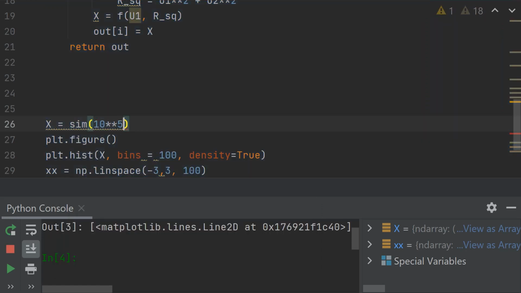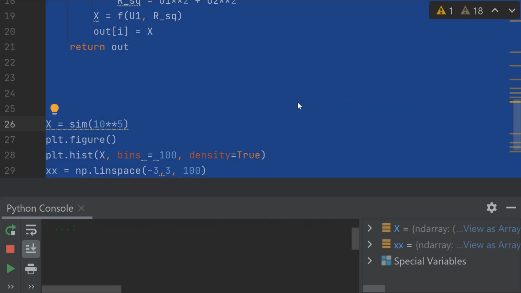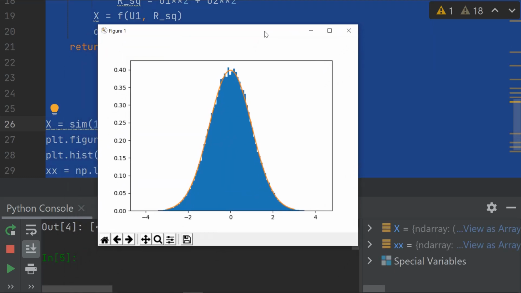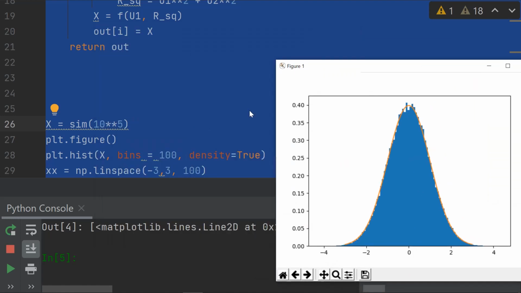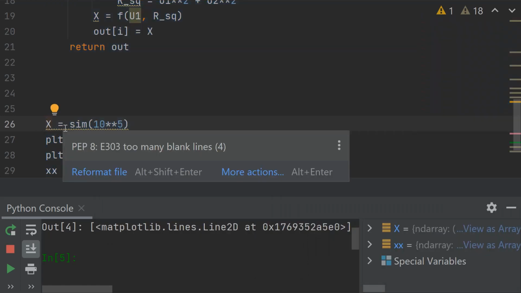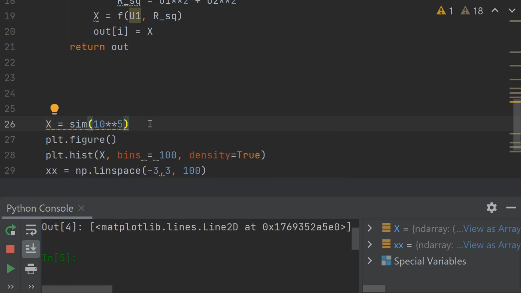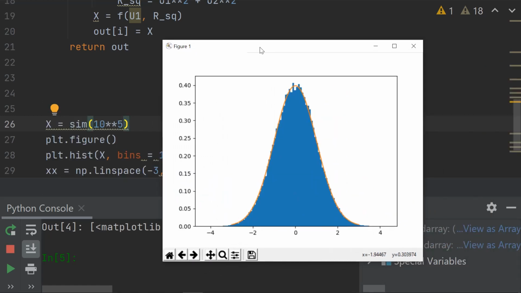Let me put some more. This should go fast enough. So you can see that this curve fits very, very well with our observations. And you could then transform this x such that it had another normal distribution instead of just the standard normal distribution, but I will not do this. I did that in my Box-Muller video, so you can see it there if you're interested in that.